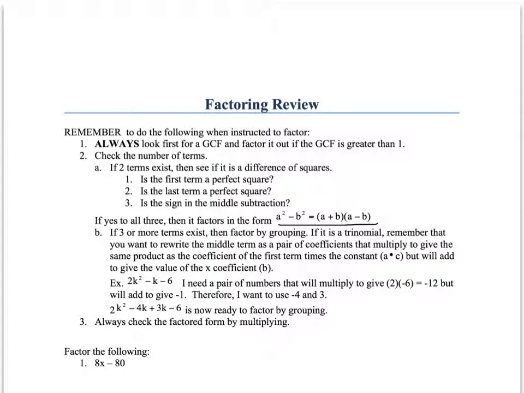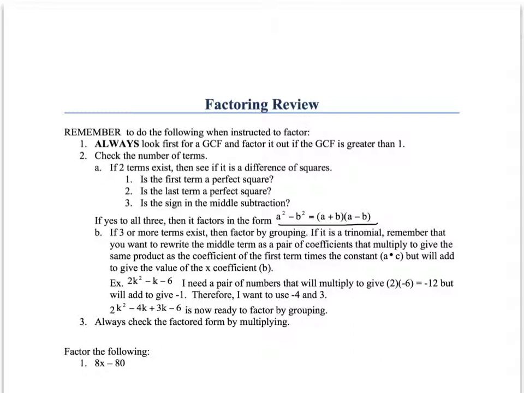A squared minus b squared. First term was a perfect square. The last term was a perfect square. The sign in the middle is subtraction. You will open up 2 parentheses. Take the square root of the first term, put it in the front of each parentheses. The square root of the last term goes at the end of each parentheses, and then 1 parentheses gets a plus and 1 gets a minus. The order you put them in will not matter.